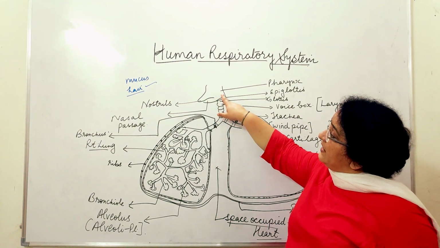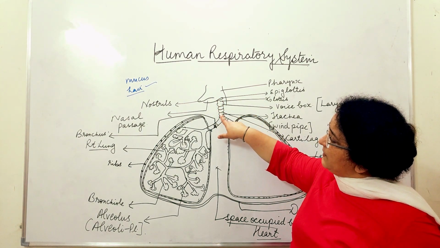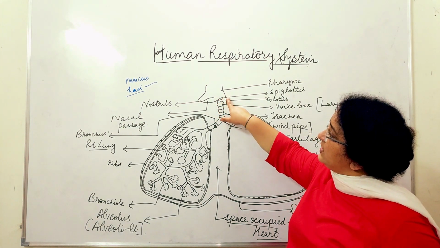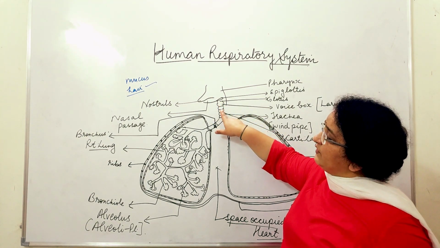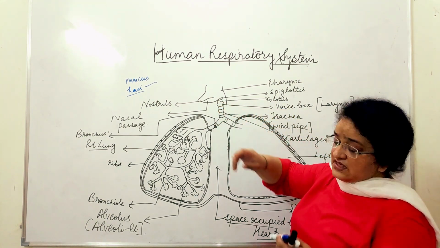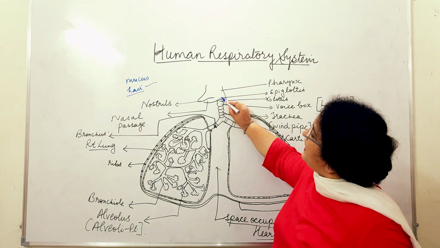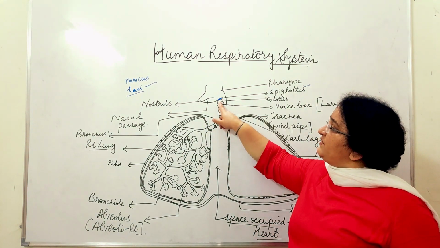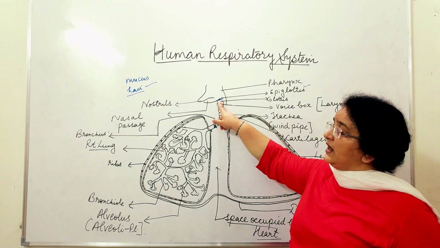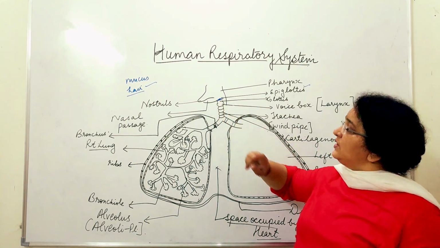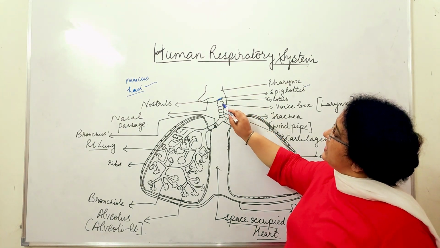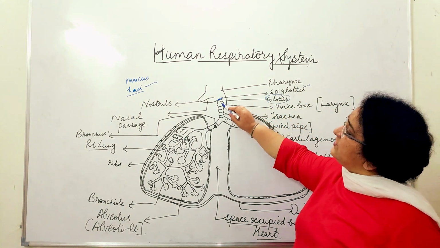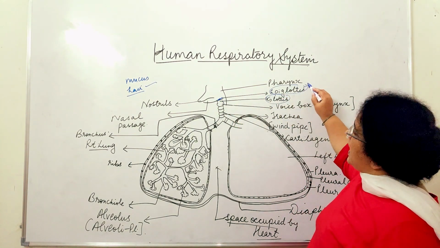Here is the windpipe, and behind the windpipe we have the food pipe, that is the esophagus. When food is swallowed into the food pipe, this is the opening of the windpipe, known as the glottis, and there is a very small flap-like structure called the epiglottis. When we swallow food, the windpipe is tightly shut so that food does not enter the windpipe, right? Coming back to the respiratory system, the opening of the windpipe is known as the glottis, and it is covered by a small flap-like structure, the epiglottis.